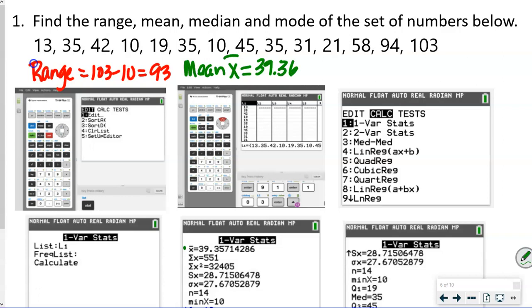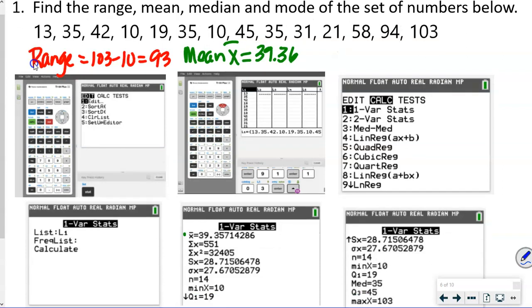Then we want to find our median. Again, our median is down here. Let me scroll up just a little bit so you guys can see this. Our median's right here. Y'all see it, median? Okay, that's MED, so that's our median. And it is equal to 35. And remember, that means it's the number that's smack in the middle of our data.